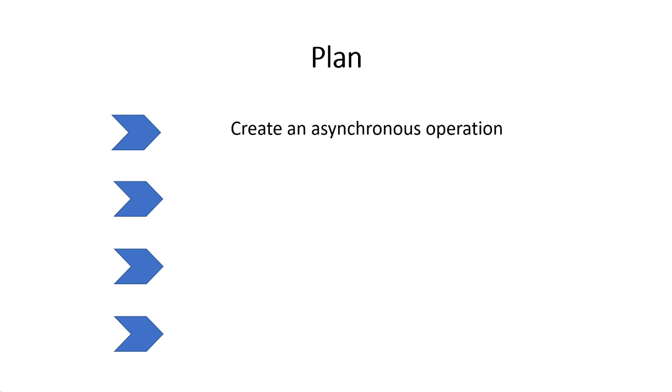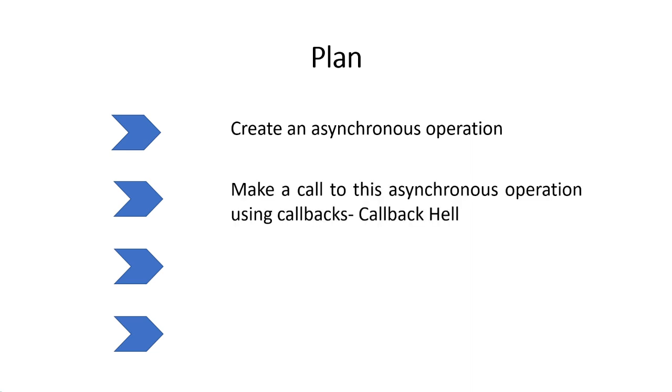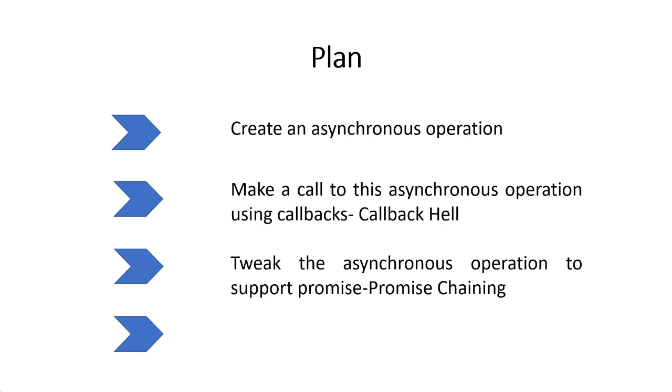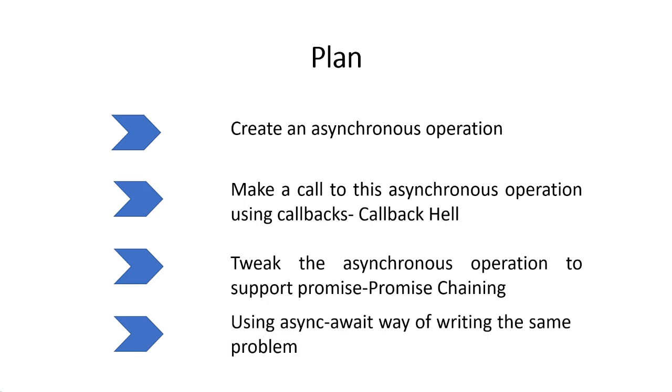So the plan for today is, first we will create an asynchronous operation. This asynchronous operation can be as simple as setting a value of variable x. Then we will make a call to this asynchronous operation using callbacks, and we will learn that using callbacks can get us into a problem which is called callback hell. To deal with this callback hell problem we will be using promise chaining, and we ultimately will learn that async-await is way more promising than using promise itself.